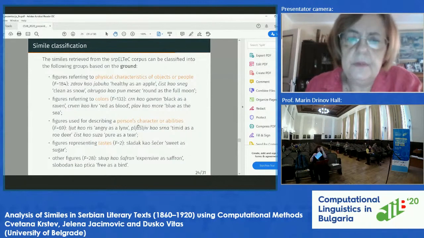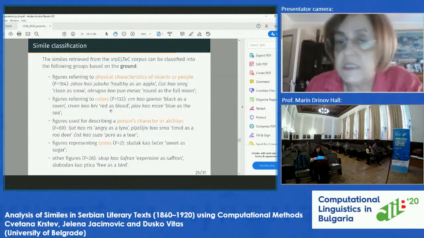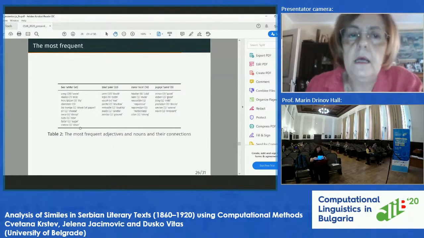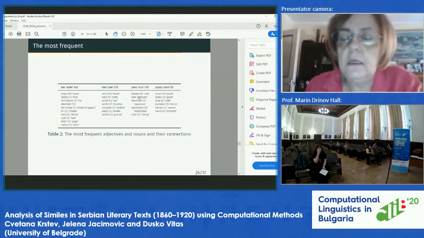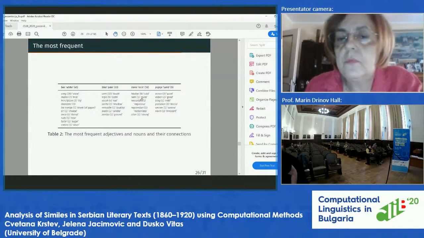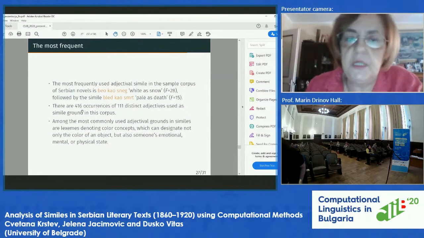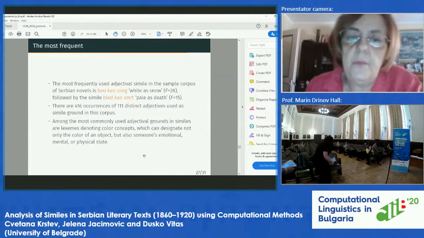I will skip this. I will say just that we also classified these figures to see that some of them mostly describe physical characteristics of objects or people. They are also used for colors and for a person's character or abilities. The most frequent adjective used is white, most often to say white as snow, white as milk. The most often used noun is stone or rock, in order to say that somebody or something is cold as a rock. The most frequently used similes are white as snow and pale as death.